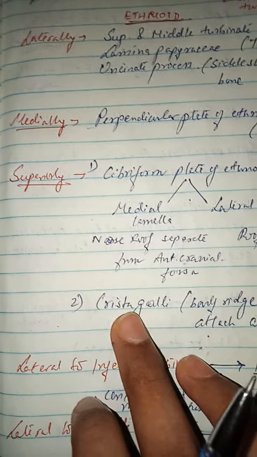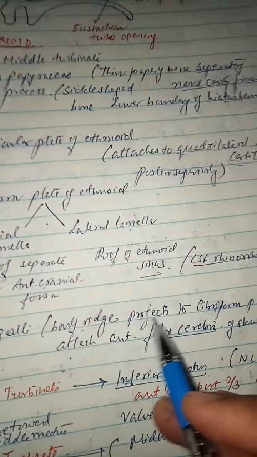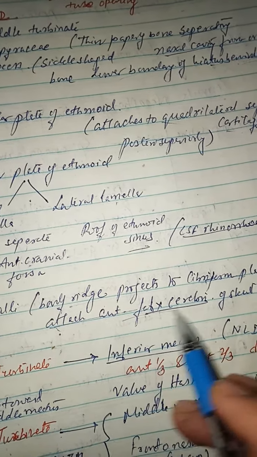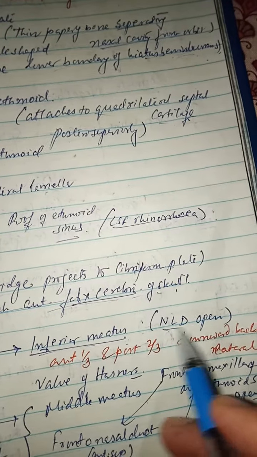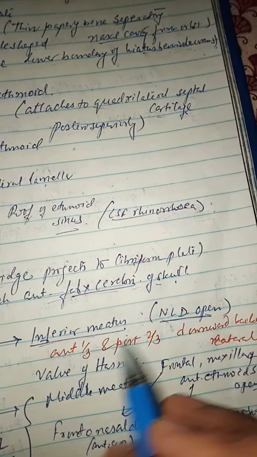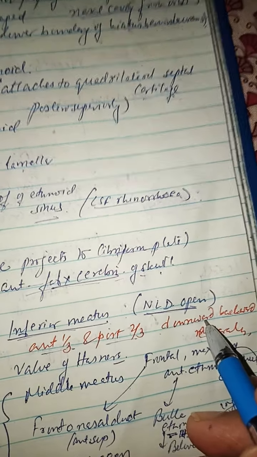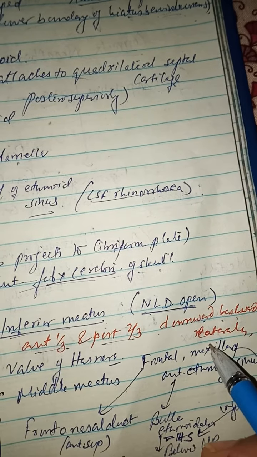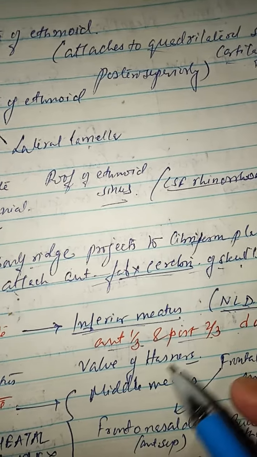Secondly, superiorly there is the crista galli, which is a bony ridge where the cribriform plate of the ethmoid projects, and it attaches to the falx cerebri of the skull. Now lateral to the inferior turbinate there is the inferior meatus where the nasolacrimal duct opens. It opens between the anterior one-third and posterior two-thirds. It comes from the lacrimal sac downward, backward and laterally and opens into the meatus. It is guarded by the valve of Hasner.